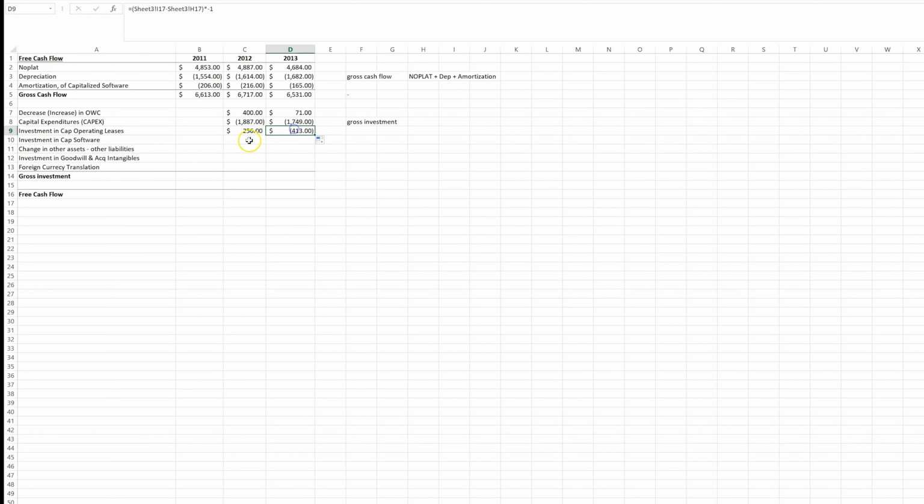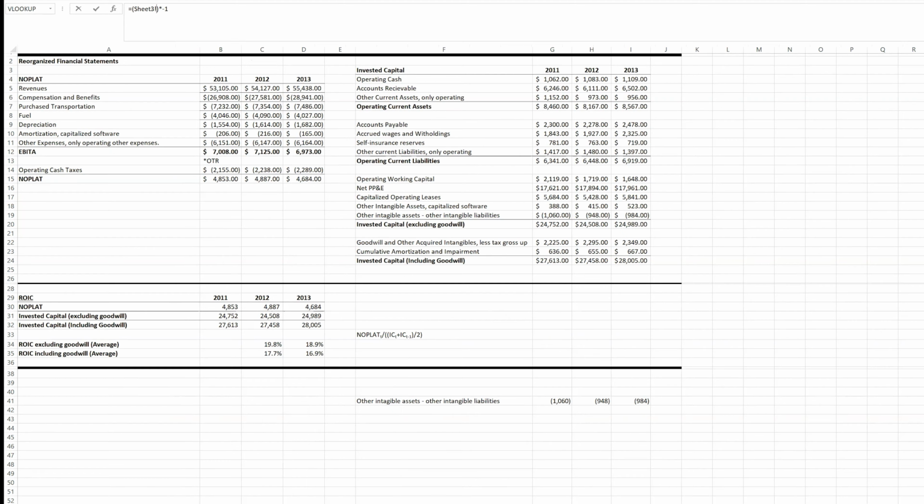We have some money coming in, we have some money coming out. Investments in capitalized software. This will be the same general formula as our capital expenditures. We are going to want the difference between our capitalized software in 2011 and 2012. Plus, we are going to add back our amortization. Okay, so just like with PP&E, I added back my depreciation.